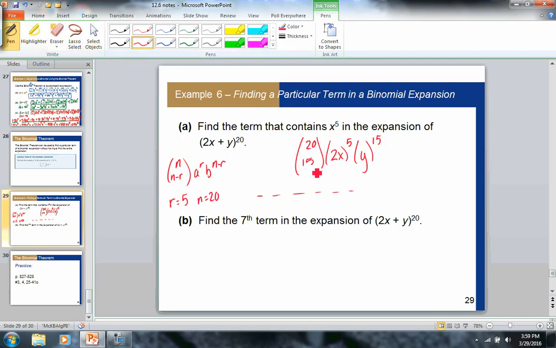So now 20 combination 15, that's going to be a big number. 15,504 times 2 to the 5th power, that's 32, and then x to the 5th, and then I have y to the 15th. Thank goodness I don't have a number there. So now I'm going to take the 15,504, multiply it by 32, so I'm going to get 496,128. Yikes. x to the 5th, y to the 15th.